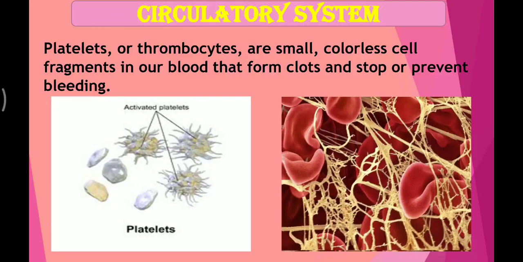They are like thread-like structures. As soon as the injury happens, the thread-like structures separate themselves and make a net-like thing. They stop RBC, WBC, anything from going outside. Only a little plasma is let out, the blood clots and the flow of blood is stopped during an injury. It plays a very important role. They are fragments in our blood that form clots and stop or prevent bleeding. When there is an injury, it prevents bleeding. It stops bleeding and starts the blood clotting.